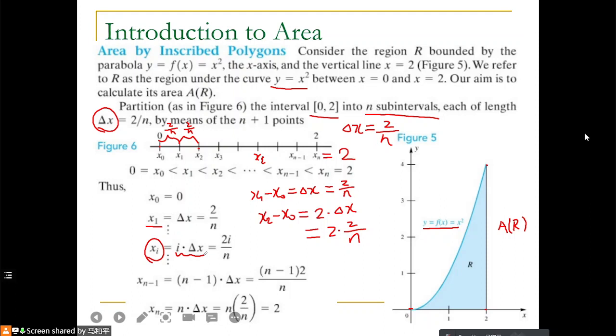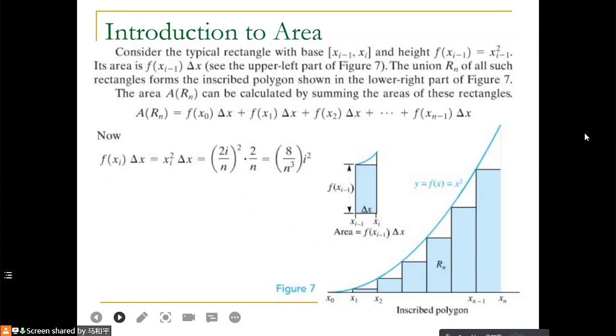And xn minus 1 is n minus 1 times delta x. We have n minus 1 times 2 over n. And the last one, xn, is 2, so it's equal to n times delta x, which is n times 2 over n, is 2. We have n plus 1 points.